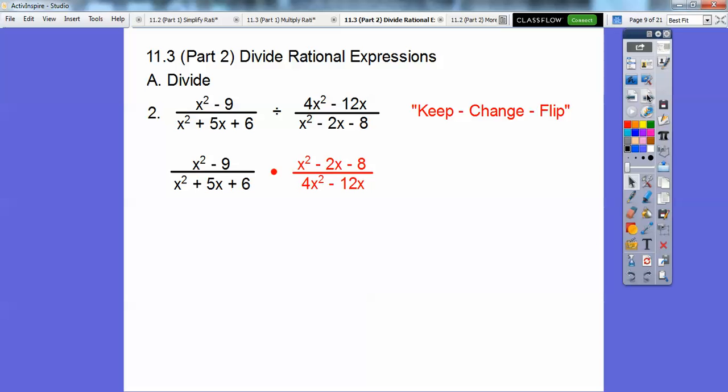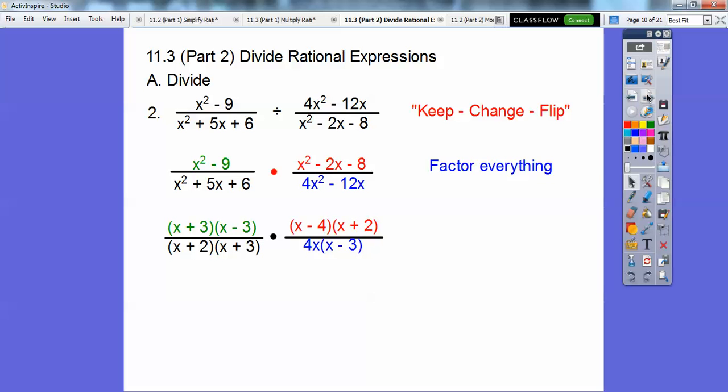All right, try it with this one. Okay, keep, change, flip. All I did is flip. Now we're going to factor all these guys. So there it is, all factored. This is a difference of squares. This is x plus 3, x minus 3. Factors of 6 that add to 5 are 2 and 3. Factors of negative 8 that add to negative 2 are negative 4 and positive 2. And then I GCF'd a 4x out of both these guys, so we're left with 4x, x minus 3.